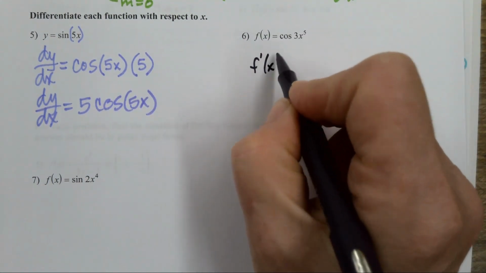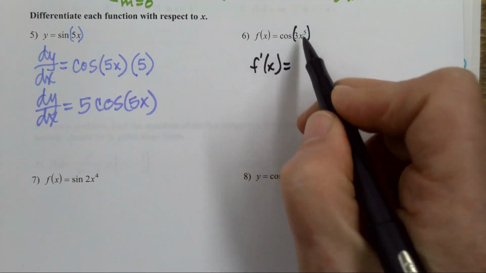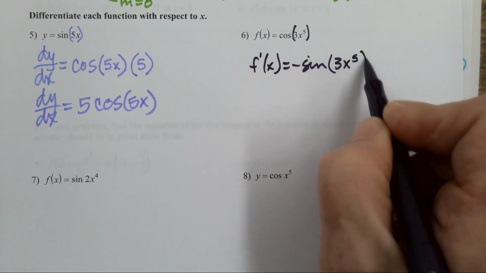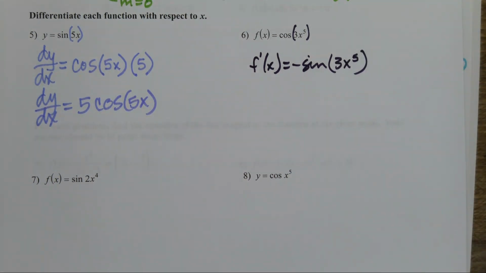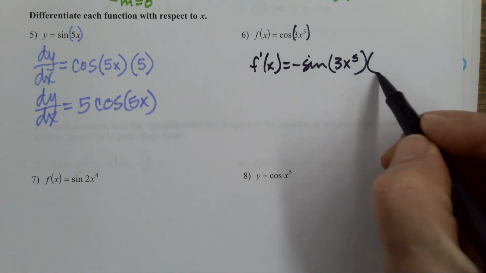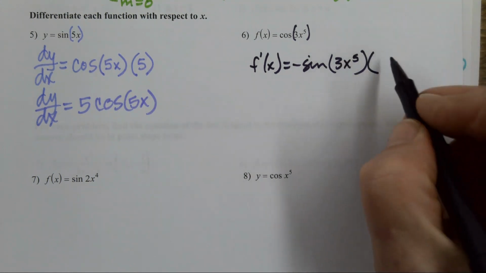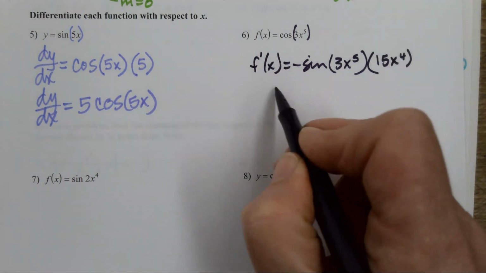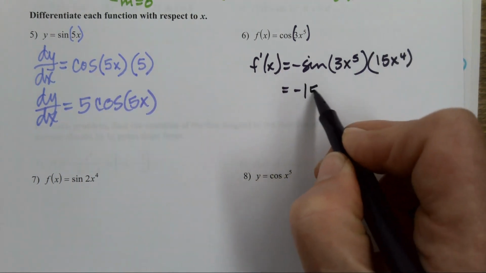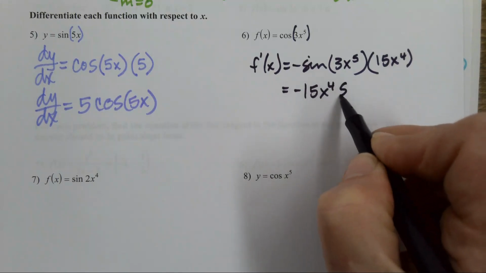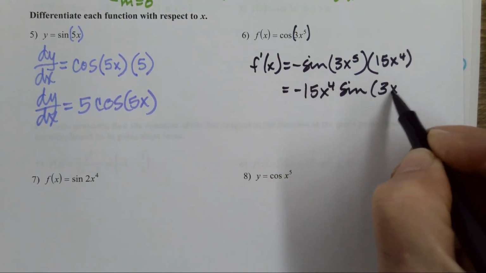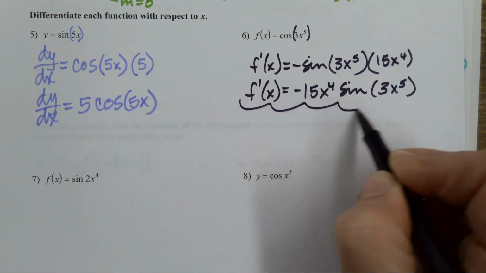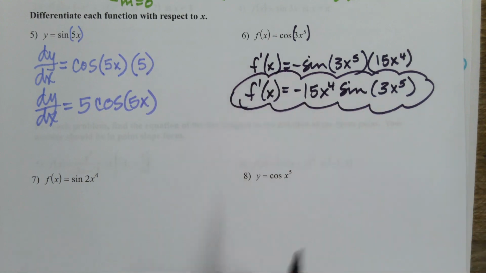F prime of x on my next one. I take the derivative of the cosine, negative sine, but I don't touch the inner part of it, the angle. Then I will address that polynomial on the inside and take the derivative of 3x to the 5th, 15x to the 4th. I do a little maneuvering just to make it easier on the eyes. And there's my derivative.